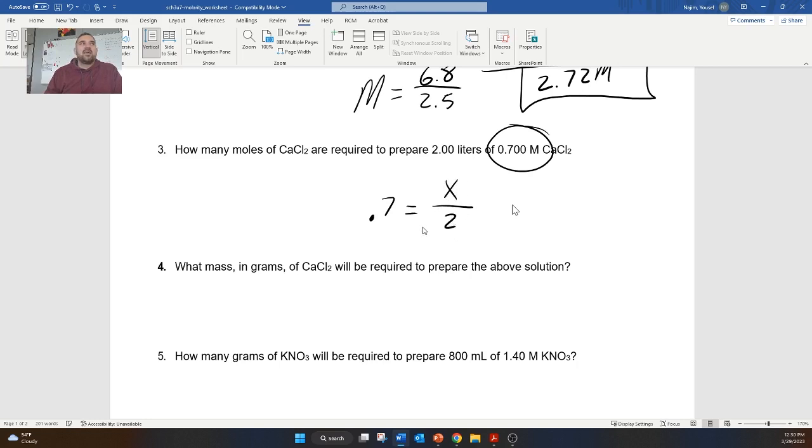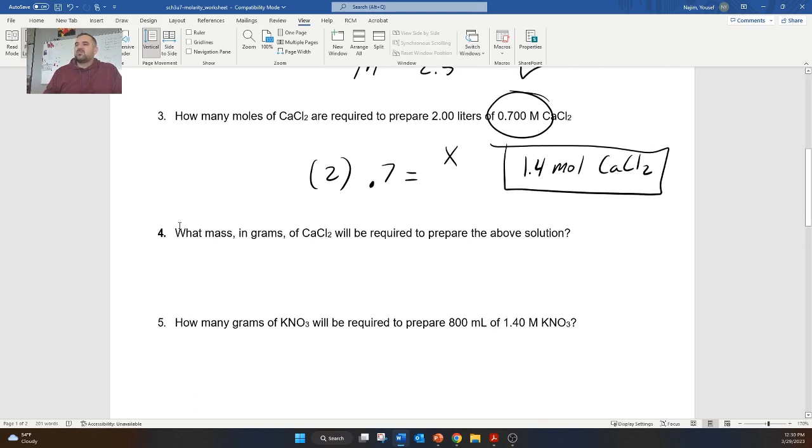And then we're just going to plug in an X. We just got to solve for X. So how do we solve for X in this equation? So we multiply both sides by 2. The 2 goes away. X is equal to what? 1.4. And what's our unit? Moles of what? All right, good.